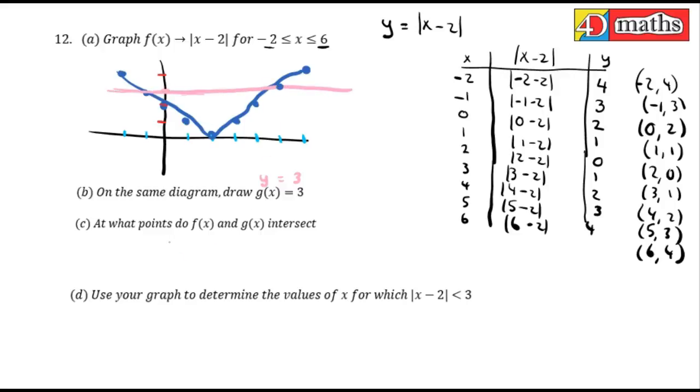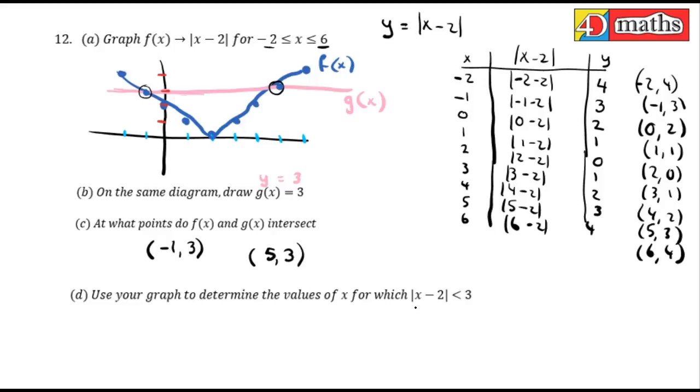At what points do the two curves intersect? So this is called g of x, and this is called f of x. At what points do they intersect? They intersect at this point and this point. So what are those points? It's -1, 3 and 5, 3.